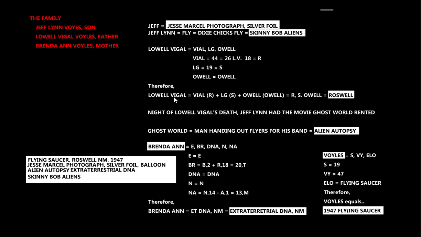The first and middle name of the person who passed away translates to Roswell, and then Boyles, the last name, translates to 1947 Flying Saucer. So my father's name, Lowell Weigel Boyles, translates to 1947 Flying Saucer Roswell, and on the night that he died, I, a person whose name translates to Skinny Bob Aliens and Jesse Marcel photograph silver foil, had a movie called Ghost World rented, which in turn references Alien Autopsy.